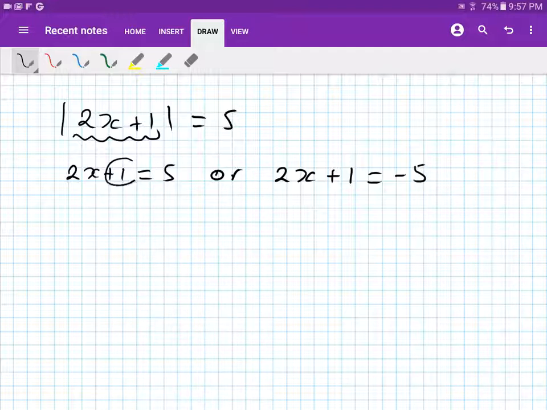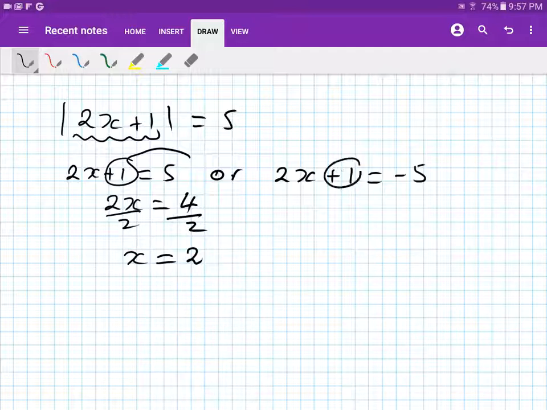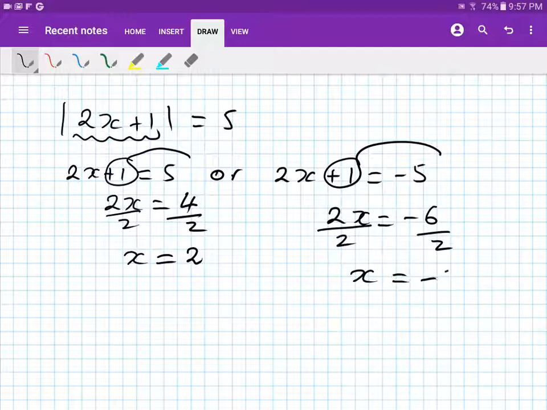Let's say I move this to the other side. That means 2x equals 5 minus 1, which is 4. That means 2x is 4, and then you divide by 2, so x is equal to 2. Now for this one, you move this to the other side and it becomes minus. So 2x equals minus 5 minus 1, which is minus 6. I divide by 2, so x is negative 3. Therefore x is equal to negative 3 or x is equal to 2.